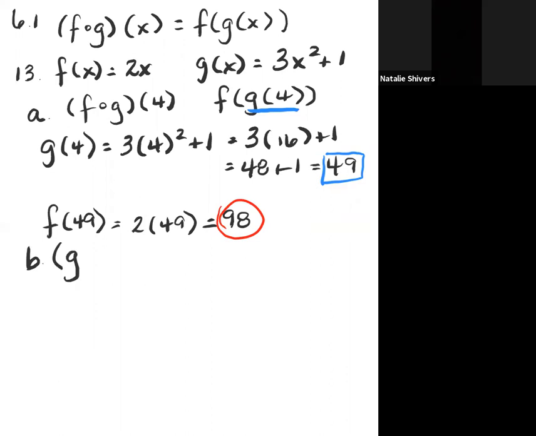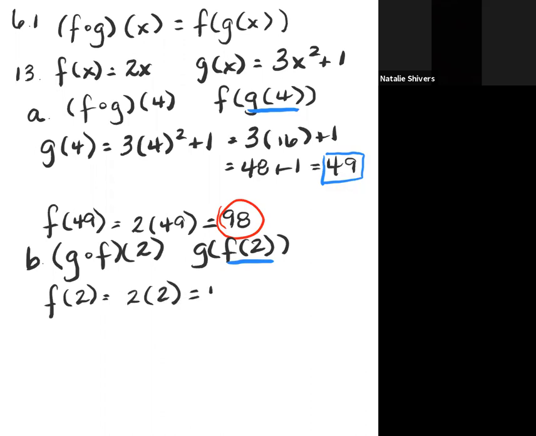All right, so now we're going to do g of f of 2. So again, I rewrite it. So we're going to do f of 2 first. F of 2, and I get 2 times 2, which is 4. So now I'm going to plug in 4 into the g function. Well, randomly enough, I just did g at 4. G at 4 is 49. So I don't have to go through all that work again. I just did that. So 49 is the answer to B.